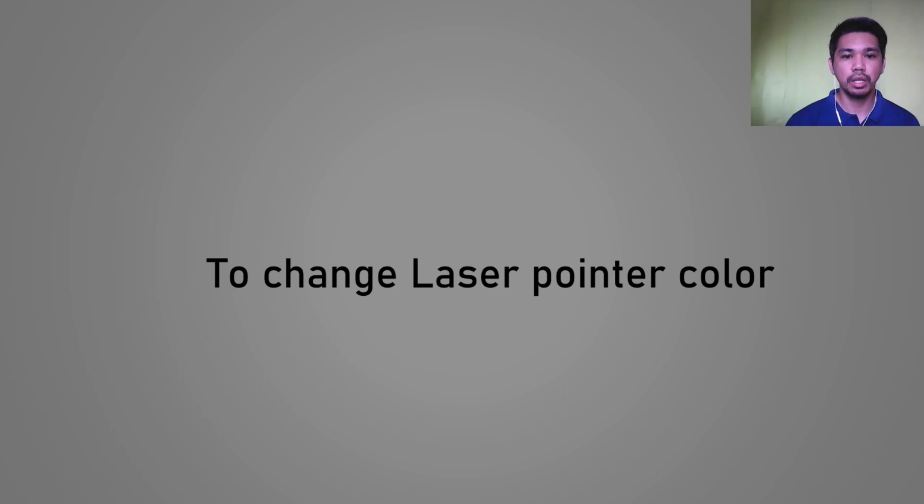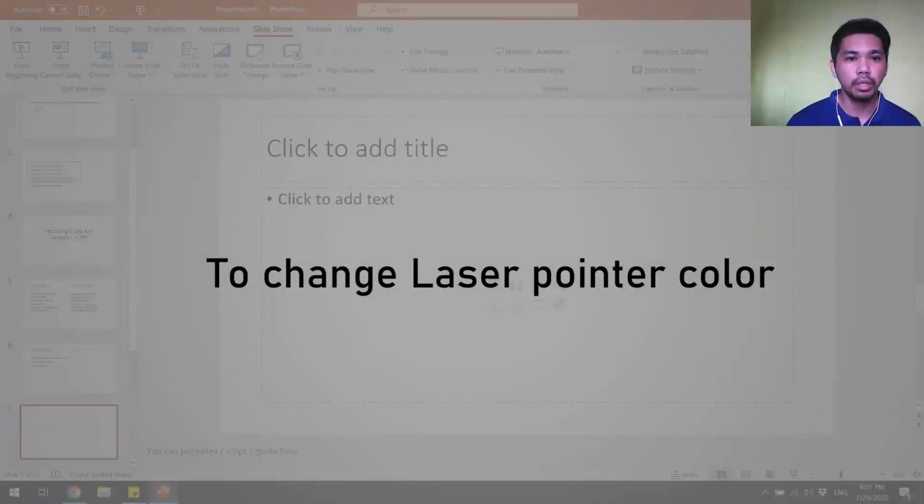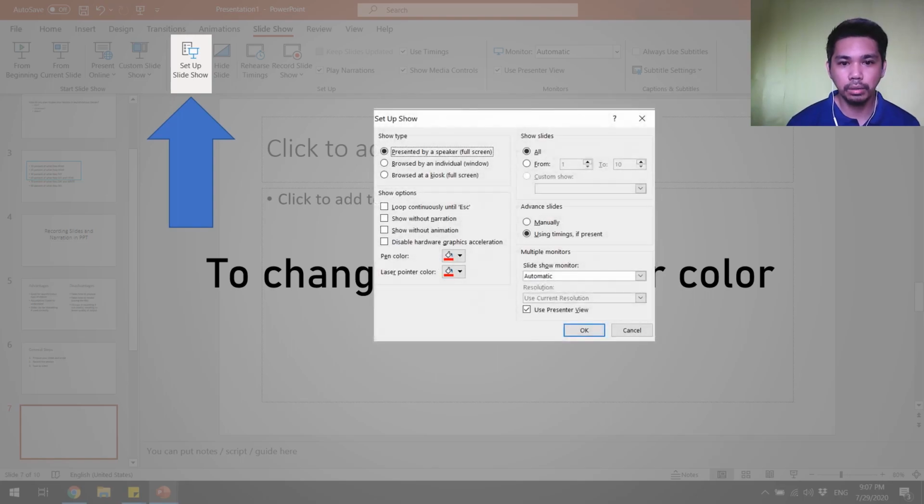Now, to change the laser pointer color, let's say you don't like the color red, just go to set up slideshow. There is a window that will pop out, and then in the middle portion, there is your pen color and your laser pointer color.